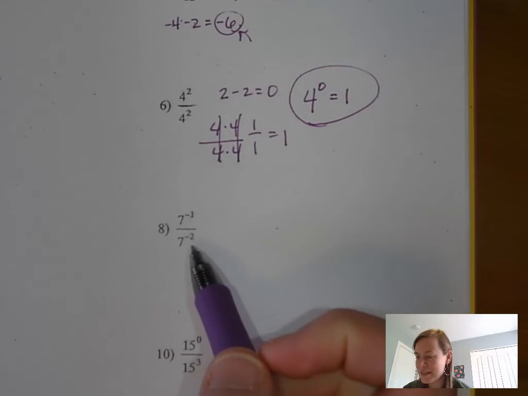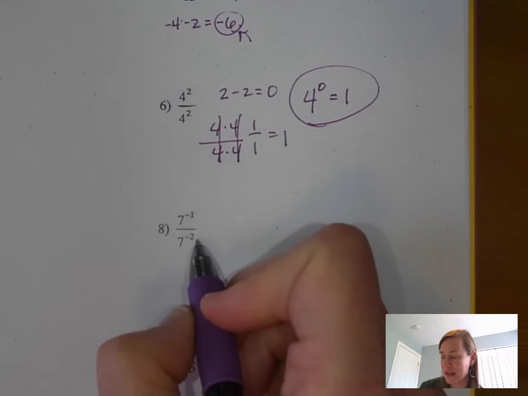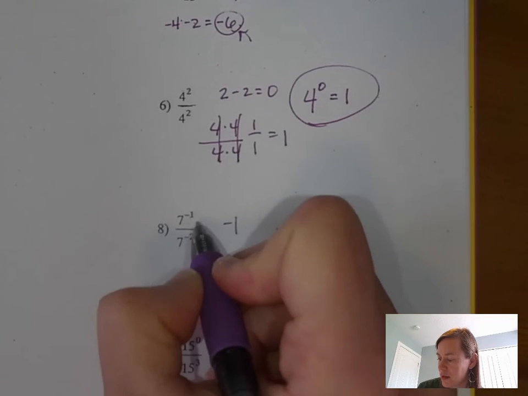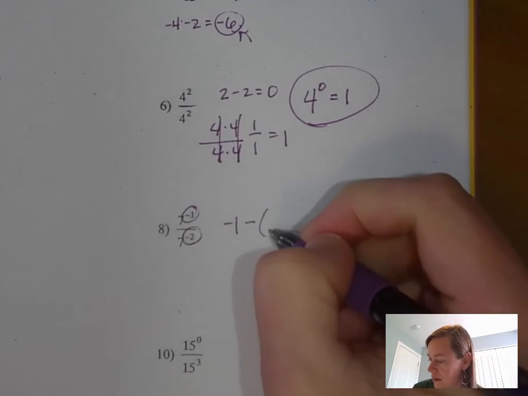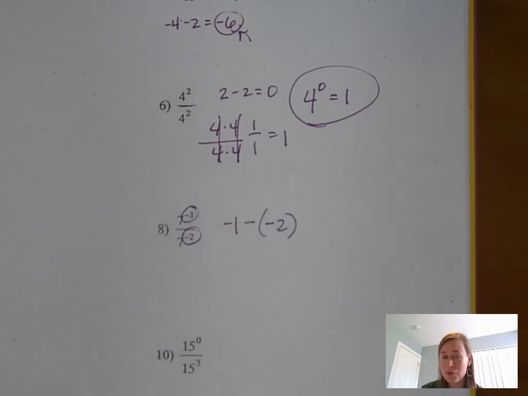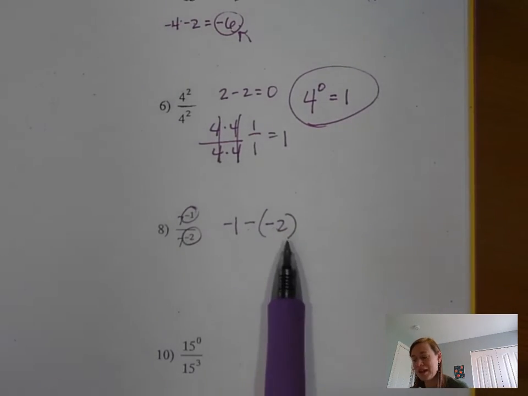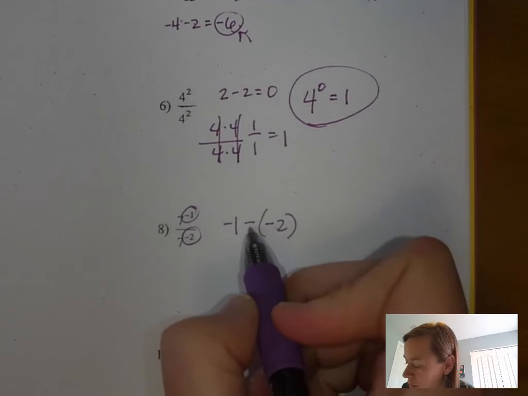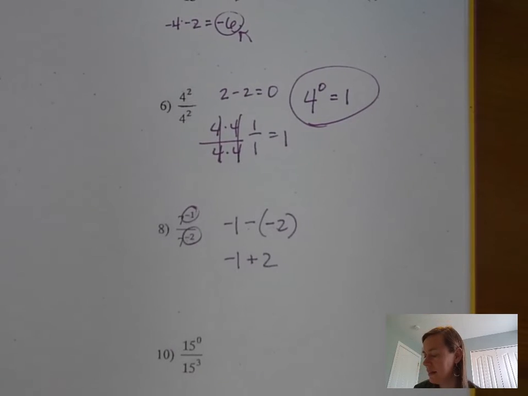Okay, so this time we're just going to use our rule. So we have 7 to the negative 1 over 7 to the negative 2. So let's do negative 1, this guy, minus this guy, negative 2. Notice I have 2 negative signs there. Don't forget it doubles up because you're already subtracting your exponents. And if you're subtracting a negative, then you're going to have those 2 negative signs there. Now when you have 2 negatives in a row, it becomes a positive. So it's going to be like this.